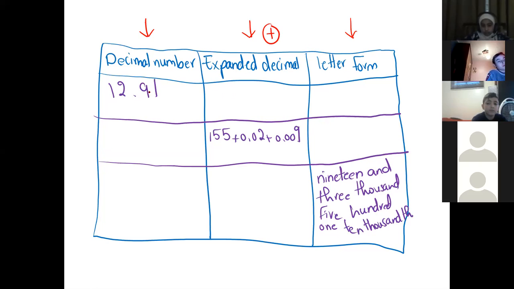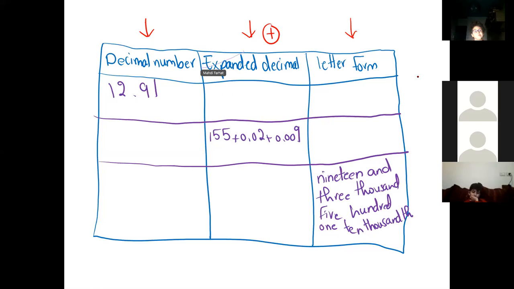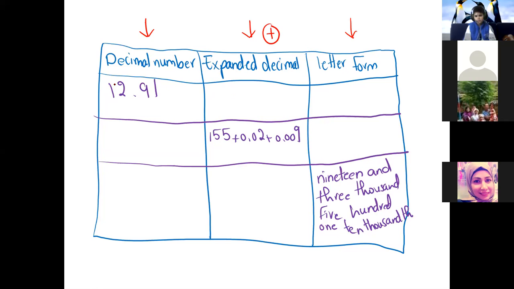12.91. Which part is the whole part? 12. I will copy it the same. So 12, which is the whole part, I will copy it the same. I will write plus. Now the decimal part, I will work on each digit alone. The 9 alone and the 1 alone. The 9 I will change to a decimal number because the question is expanded decimal, and the 1 also I will write as a decimal number.